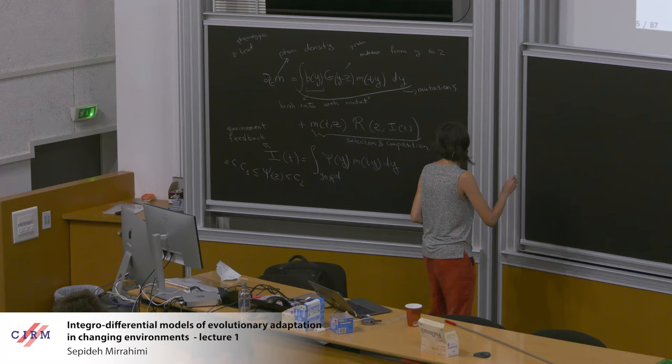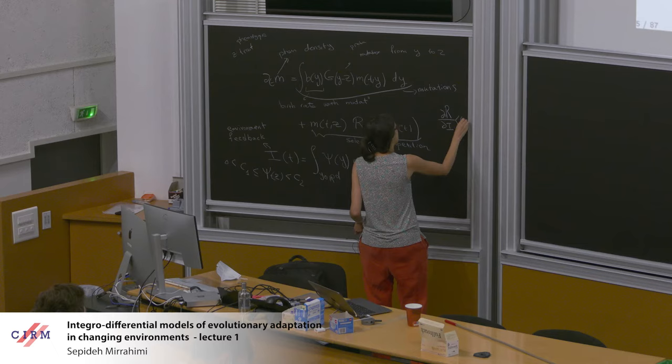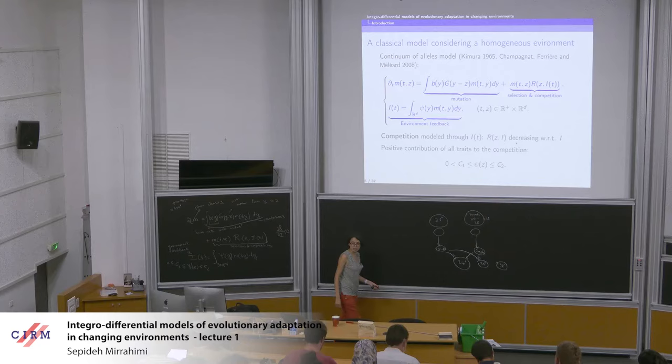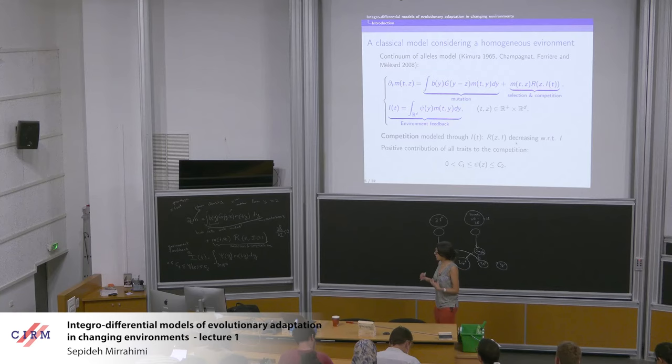So r would have this property that its derivative is negative with respect to I. And this is, of course, to take into account that this is indeed a competition. If the consumption becomes more important, then the growth rate will decrease. Okay? So in this way, we take into account the competition between individuals, in this case, for a single resource.